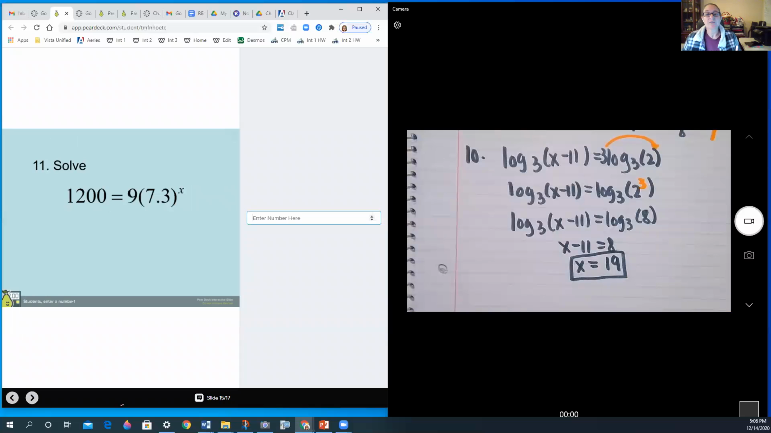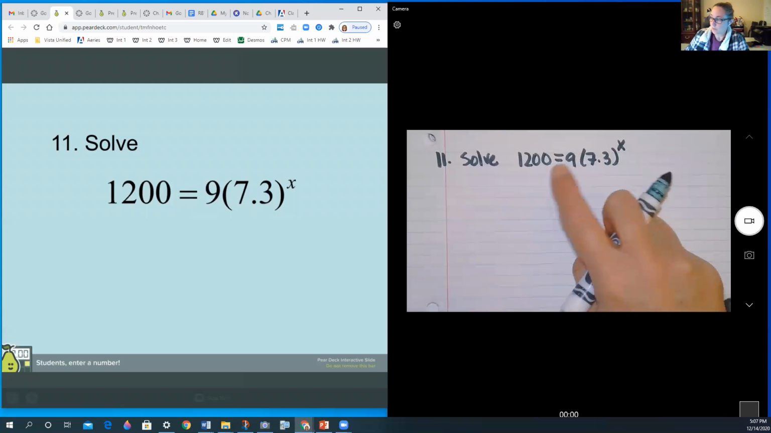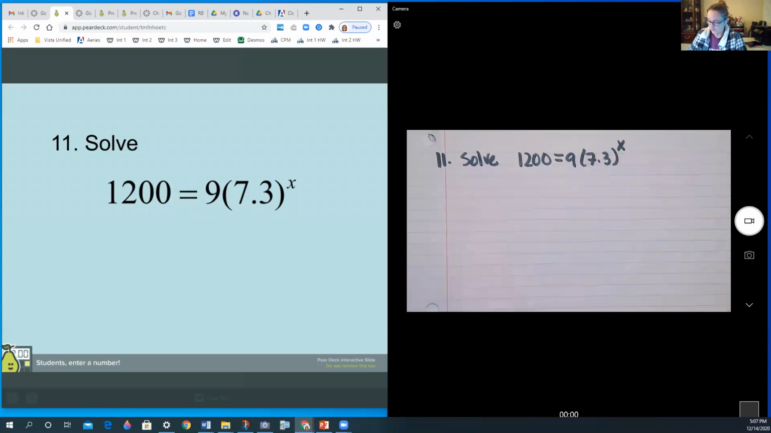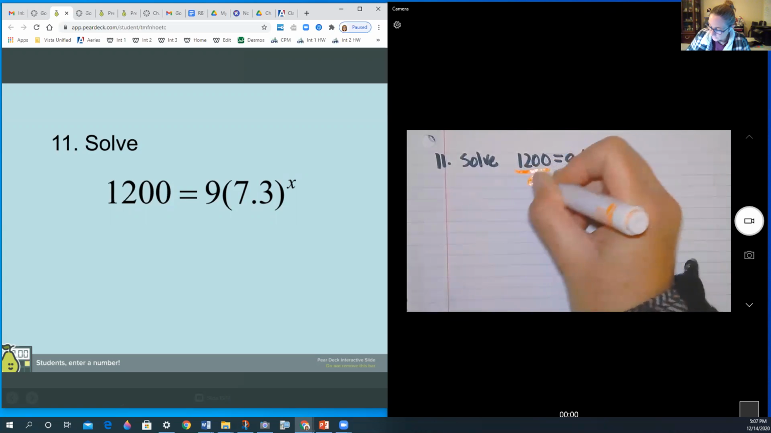So on number 11, this is one that's in exponential form. So on a problem like this, when it's in exponential form, your very first step is to get your base to a power by itself. So I want to get rid of this 9. So I'm going to divide this side by 9, and I'm going to divide this side by 9.